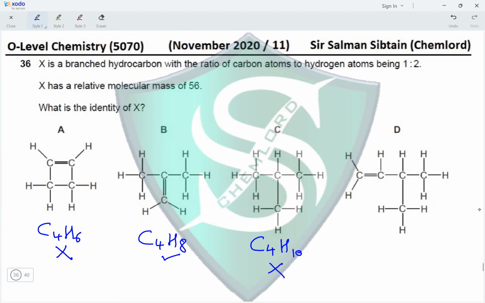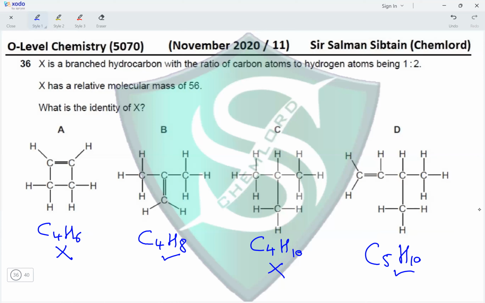So this is incorrect. And the last one, C5 and H 1, 2, 3, 4, 5, 6, 7, 8, 9, 10, H10. So this 10 is twice that of 5. So this is also correct. So now we have option B and D. Okay. And now the next point was X has a relative molecular mass of 56.